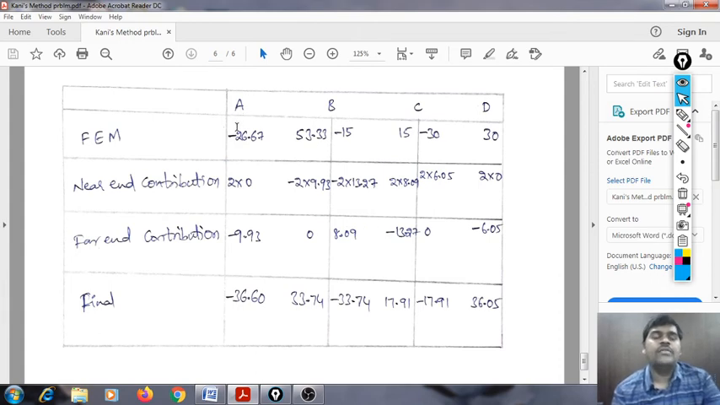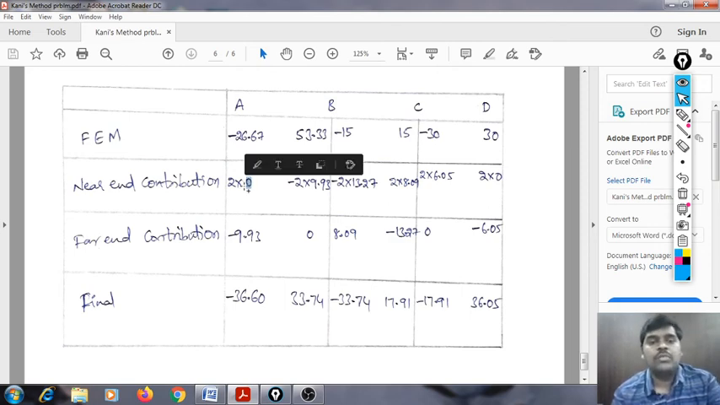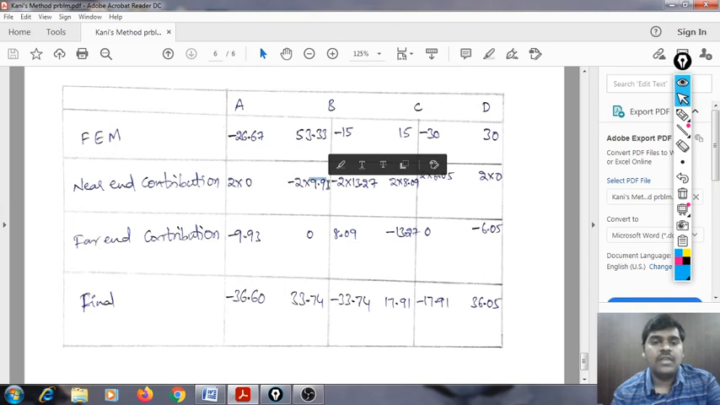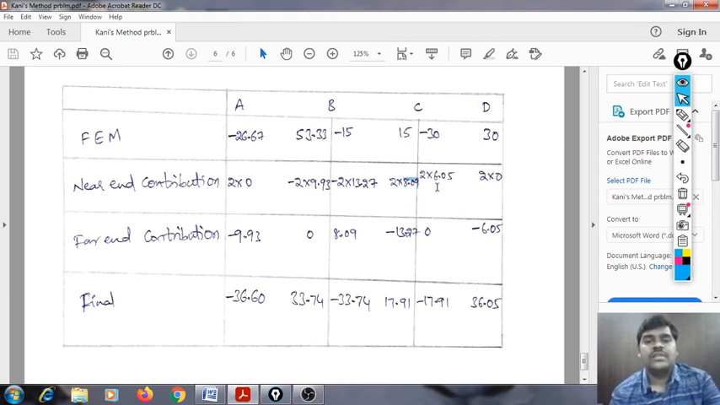So for A we have minus 26.67, and these are the values which we got by calculating the fixed end moments. For the near end contribution at joint A, there is no moment developed because joint A is fixed, so there will be no near end contribution. This is 9.93 which we have calculated, and here we have 13.27, this is the near end contribution, and 8.09 also we have, and this is 6.05.